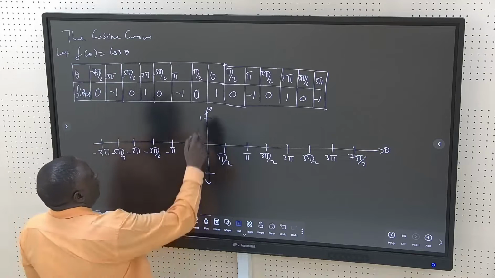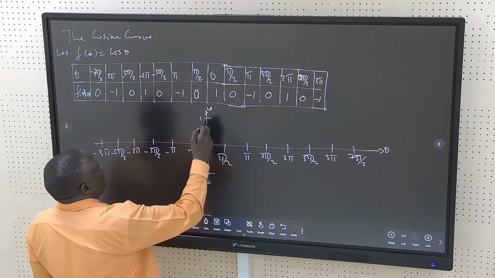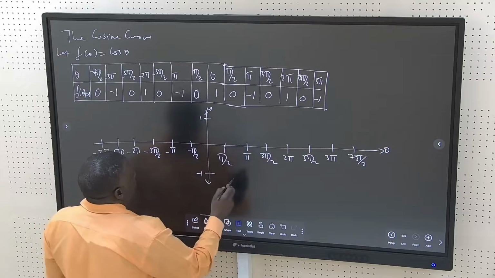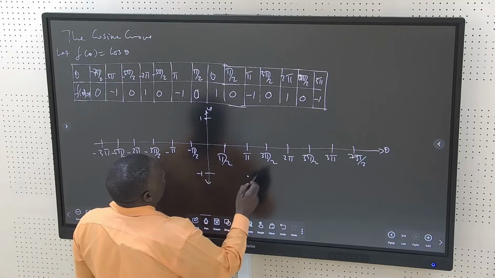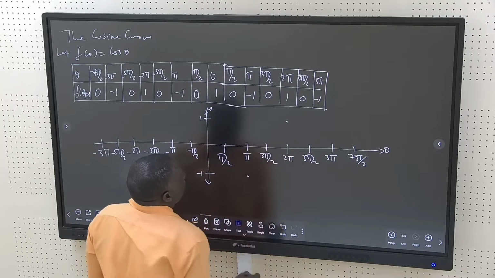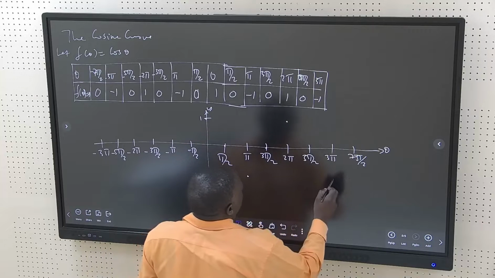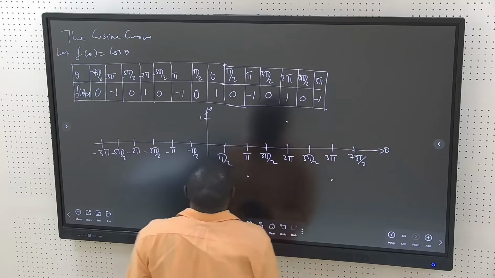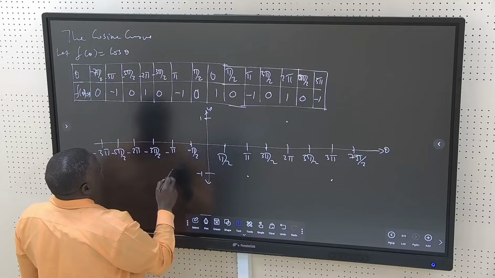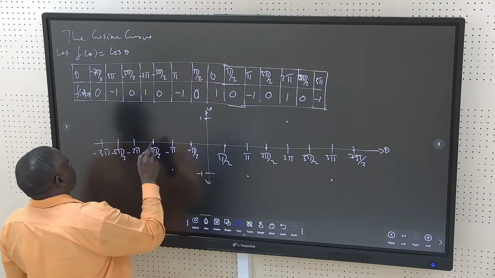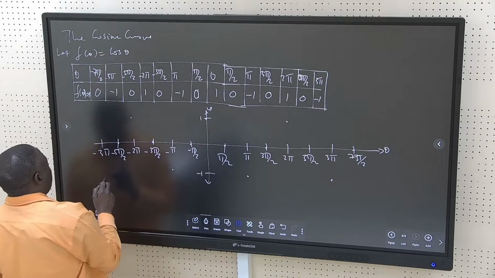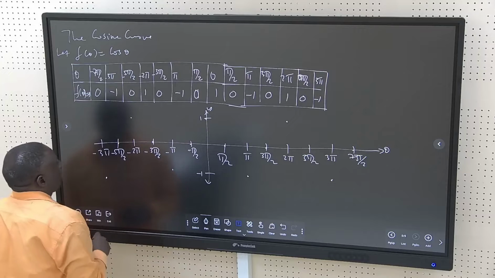So when theta is 0, this is 1. When theta is pi over 2, this is 0. When theta is pi, this is negative 1. This is 0. Here it is positive 1. Here is 0. This is negative 1. This is 0. Likewise, in this direction, this is 0. This is negative 1. Here it is 0. Here is positive 1. Here is 0. And when it is negative 3 pi, this is negative 1.